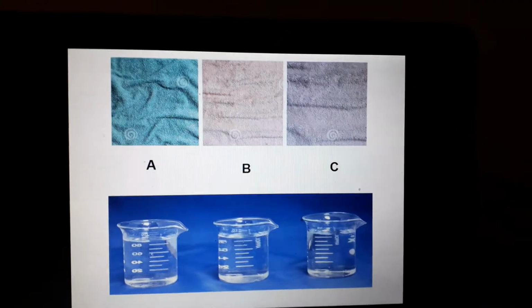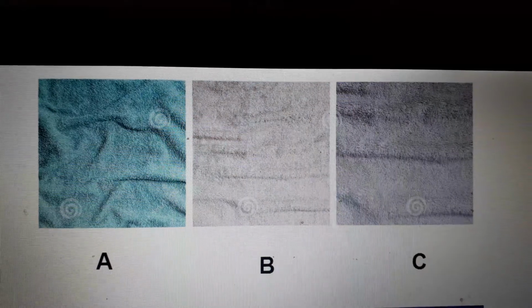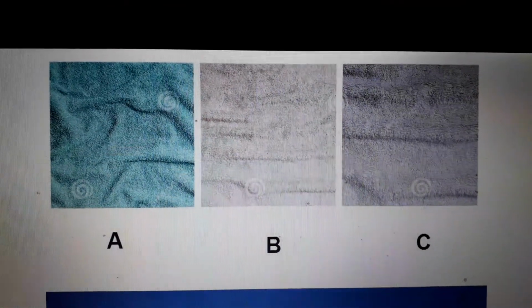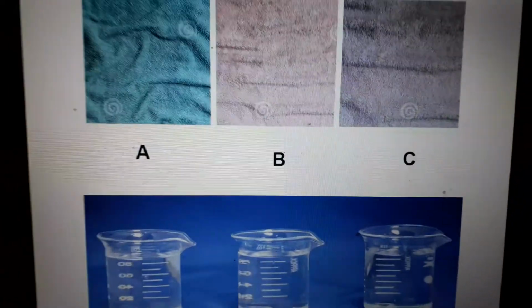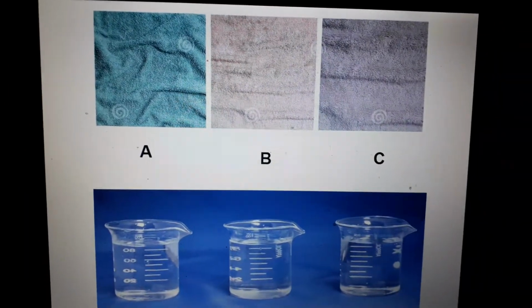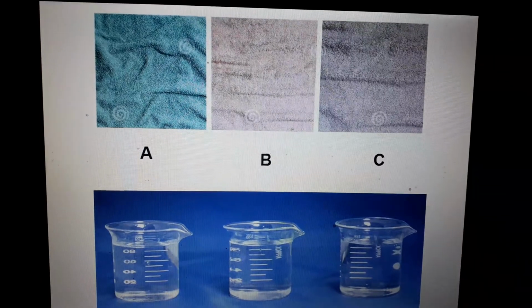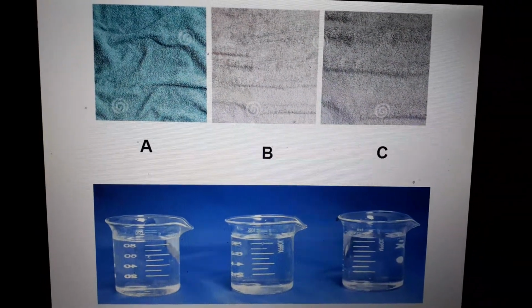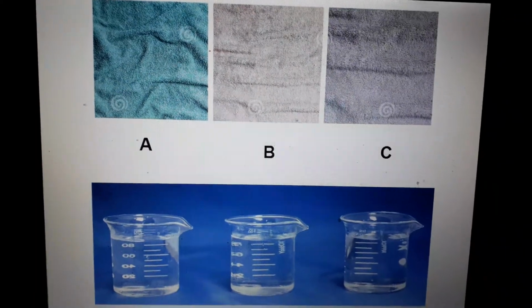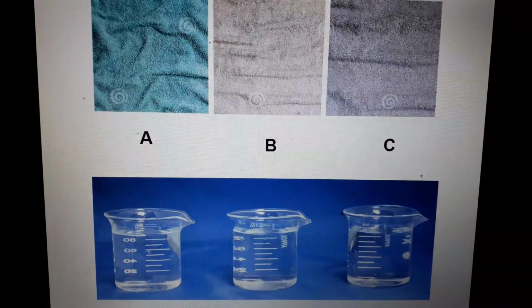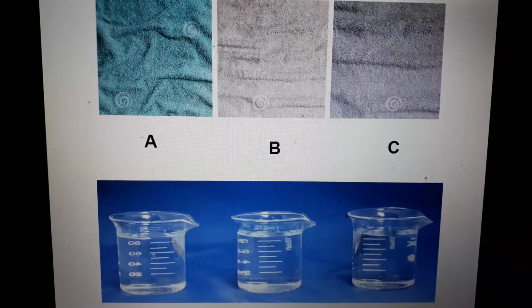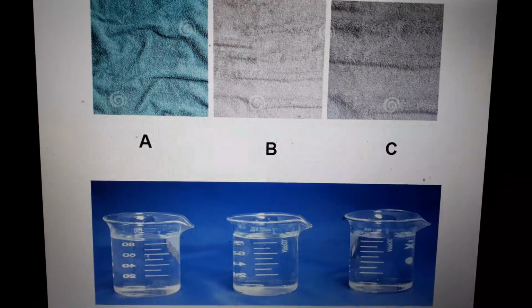Another experiment. A girl bought 3 kinds of towels from the market. She wanted to see which towel soaks water better. She dipped the 3 towels into the beaker for 10 seconds. Immediately after 10 seconds, she removed the towels from the beaker and let the water drain back into the beaker for 5 seconds. After 5 seconds, she removed the towels and saw which beaker has more water.